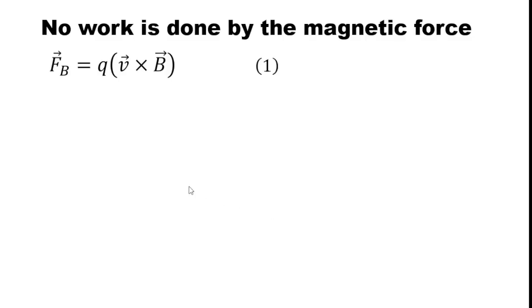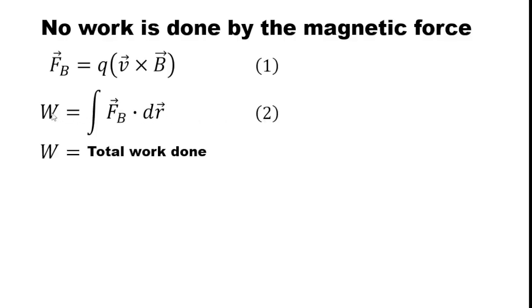As we know, the work done by any force can be expressed as the integral of the force times the infinitesimal displacement vector. But we are interested in the work done by the magnetic force. That's why we write the expression for the work as an integral of the dot product of magnetic force and the infinitesimal displacement vector dr, as shown in equation 2.